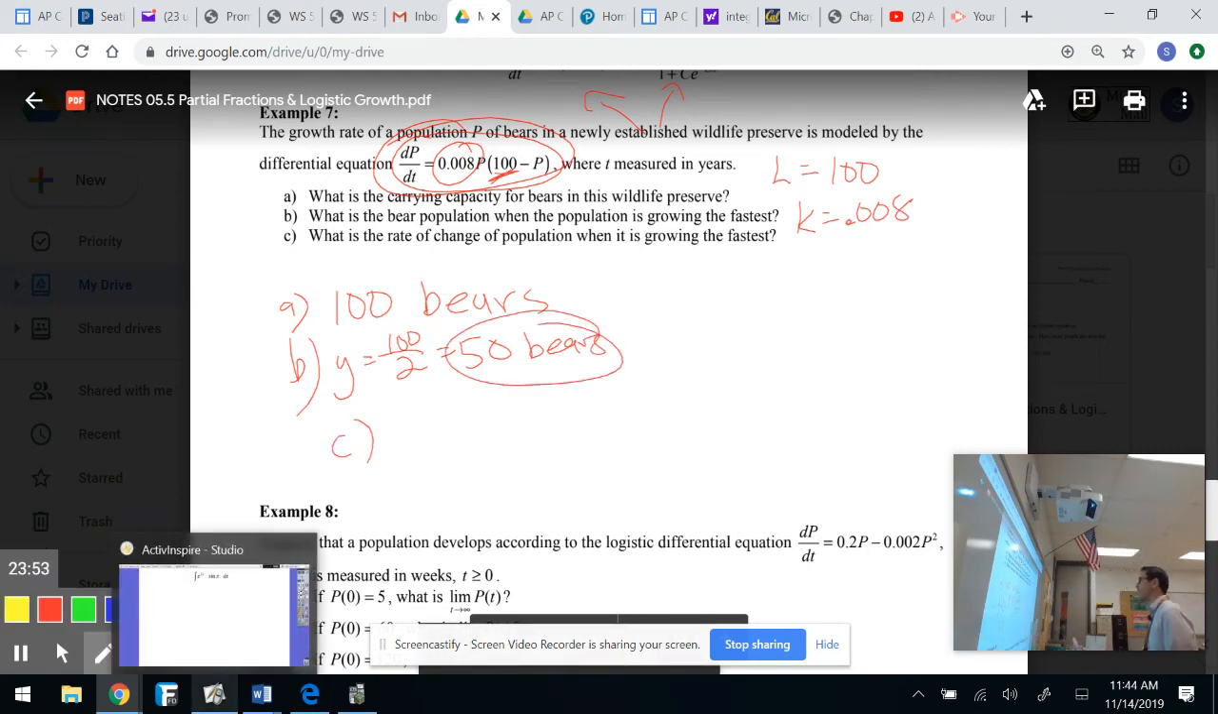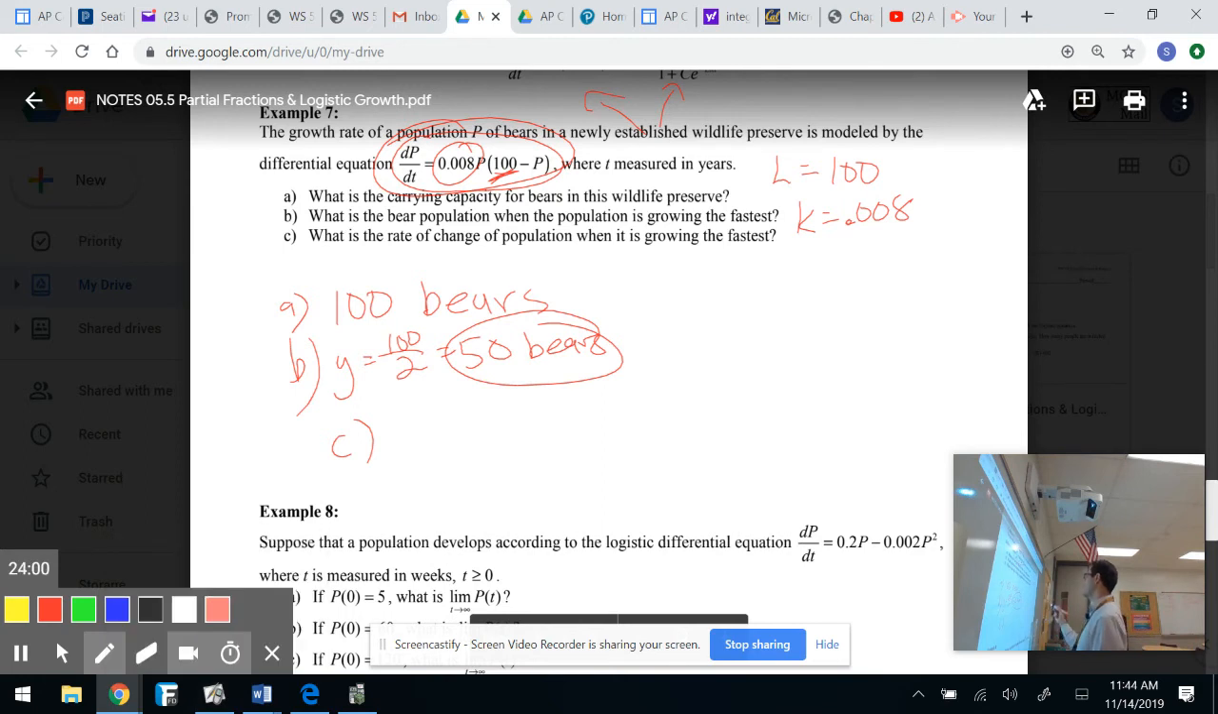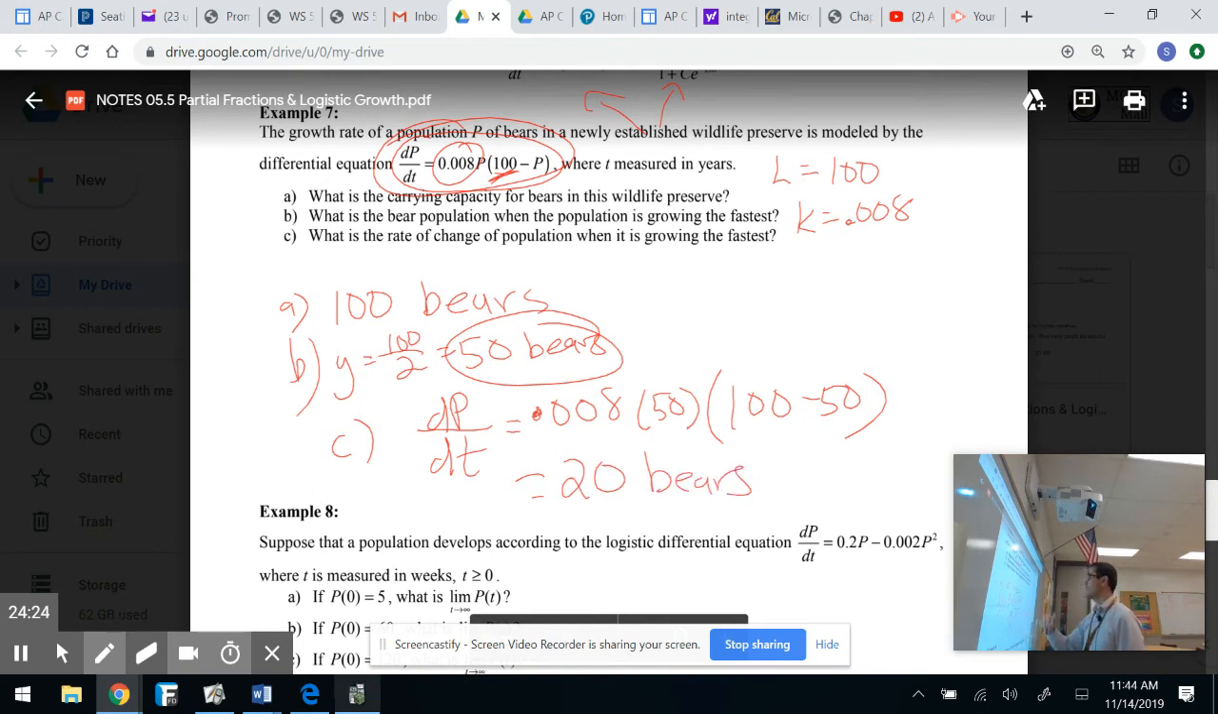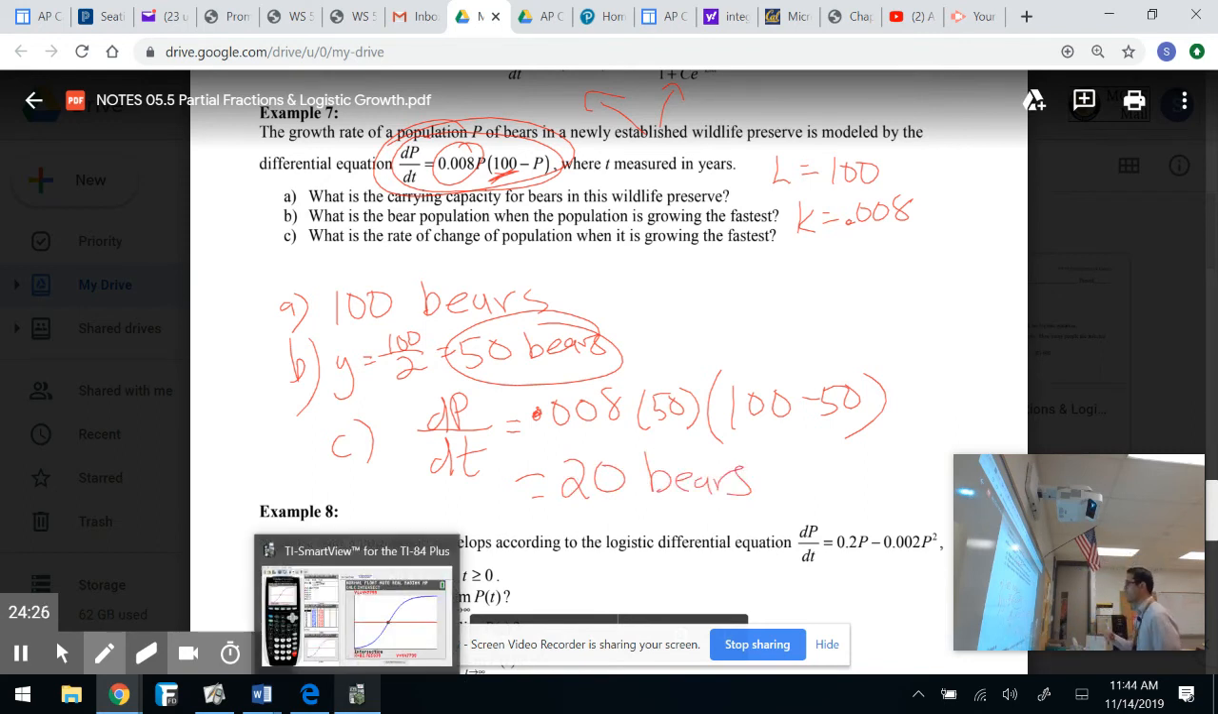What is the rate of change of population when it is growing the fastest? What's the rate of change? Well, that means derivative, and we want to know the rate of change when it's growing the fastest. It's growing the fastest when my population is at 50 bears. So all I have to do is plug this stuff in. We're at 0.008. I'm going to put a 50 in for P, 100 minus 50, do a little calculatora, and believe it or not, we get a very nice answer of 20 bears. Okay, that is the rate of change of population when it's growing the fastest.